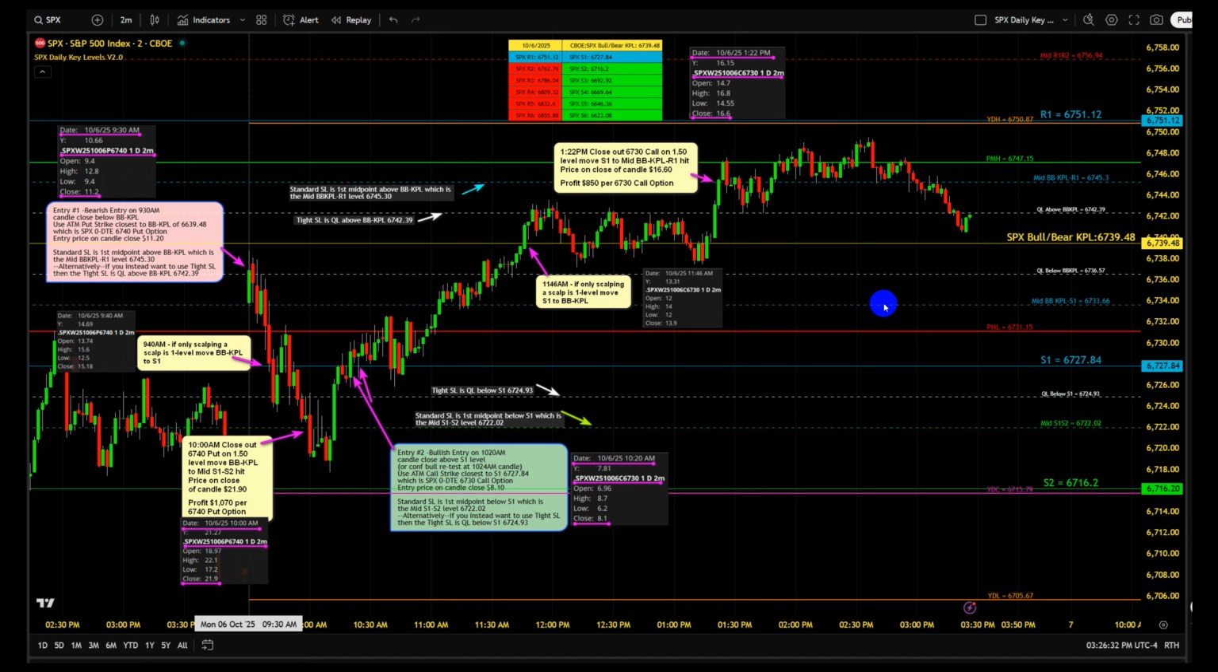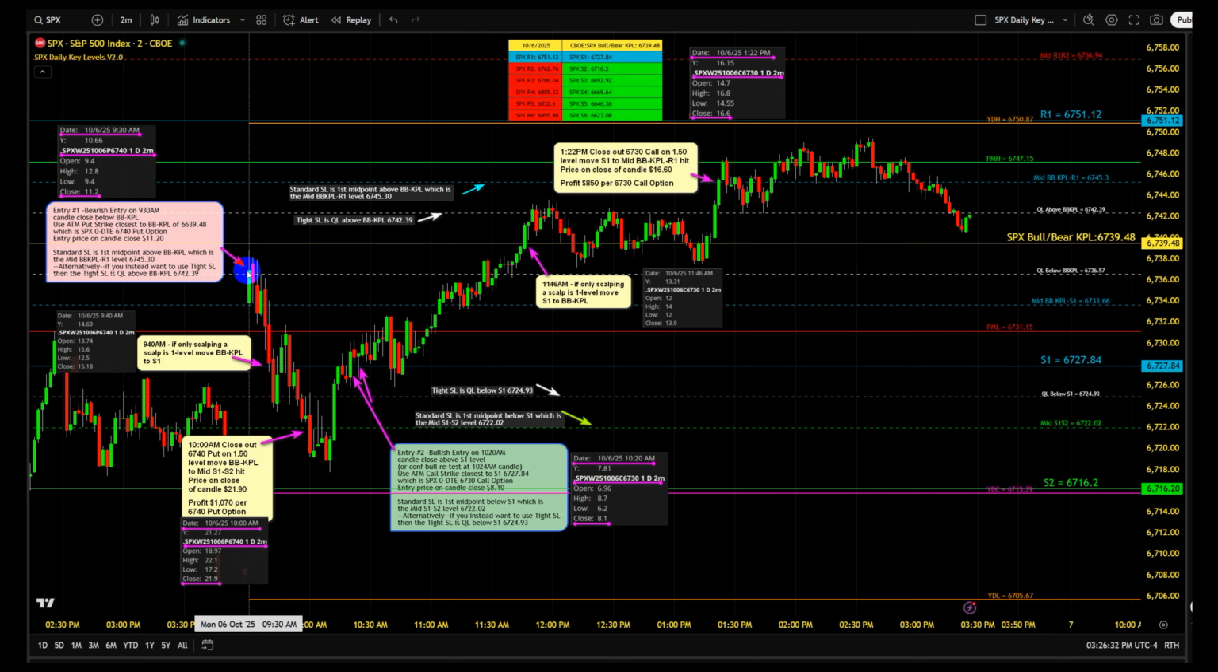Okay, so the way this indicator works as far as taking trades off the bull bear key price level, like I said, 90-95% of the time during the initial part of the session, this level is going to be in play. So as an example, today was another example of that. We have entry number 1, which was a bearish entry at 9:30 a.m. So this is the first candle here, 9:30 a.m.